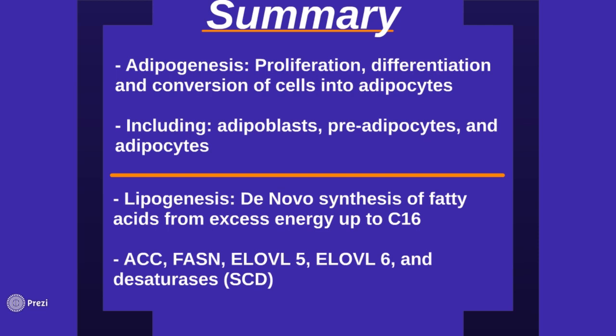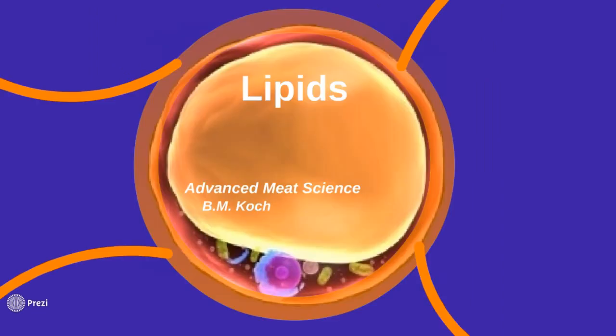However, the ACC and FASN that are used in synthesis, as well as elongase 5 and 6, and desaturases such as SCD, which is stearoyl-CoA desaturase, a delta 9 desaturase, can change both de novo synthesis fatty acids as well as dietary fatty acids to be what the body needs throughout life. So with that, we'll jump back to this start screen.